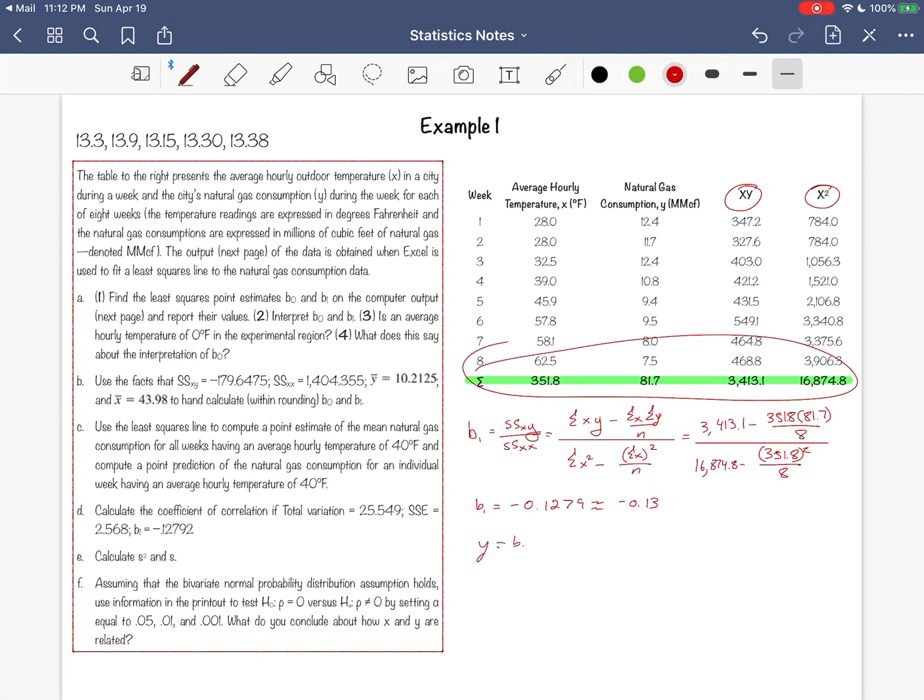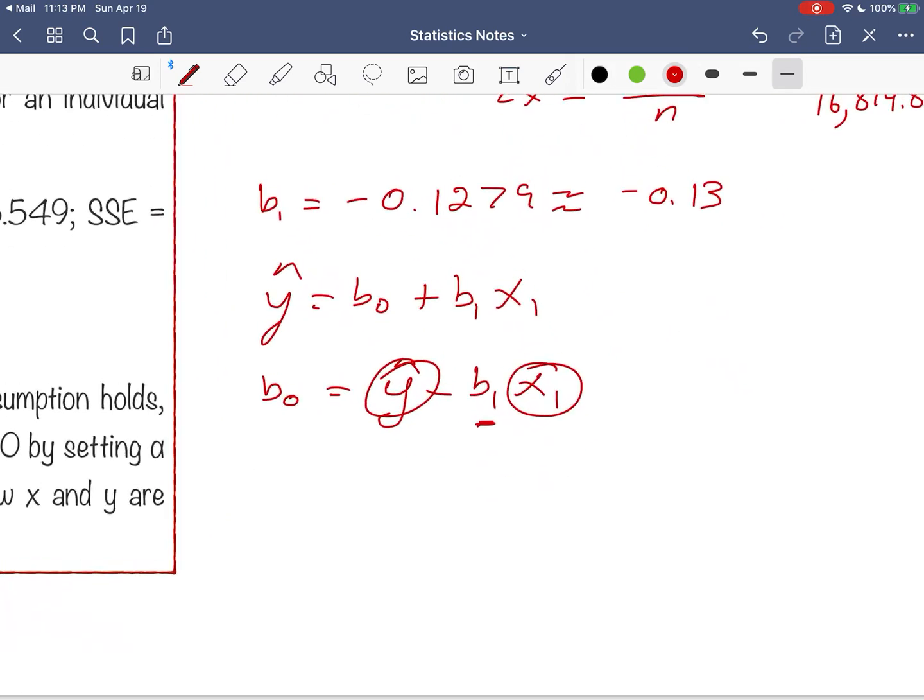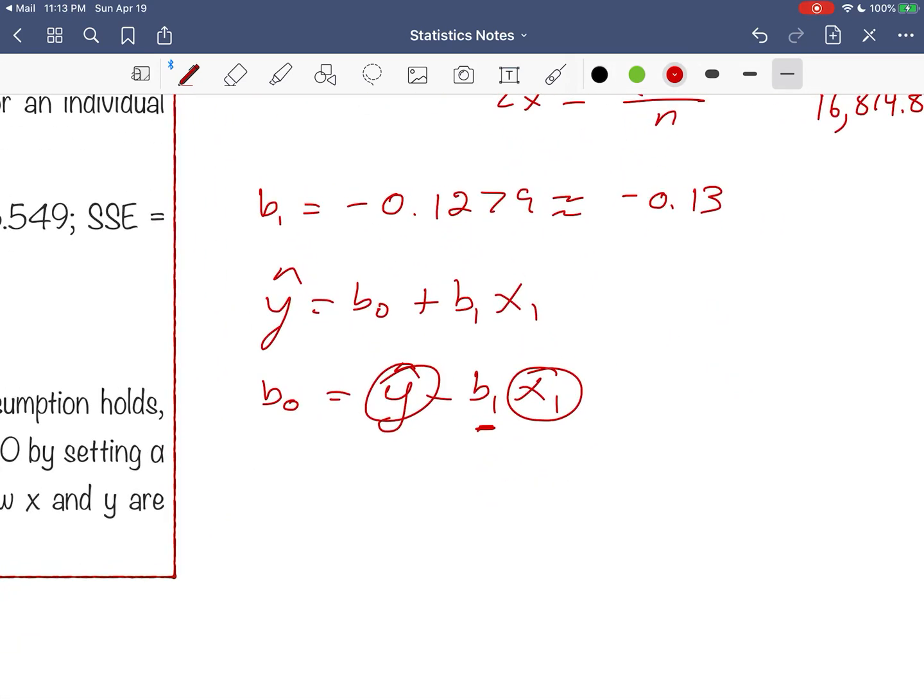Y is equal to B0 plus B1 x1. Isolate B0. So you know this one already, but you don't know either one of these things. So what you do is you change the equation just a little bit. Make it as average y minus slope multiplied by the average x.